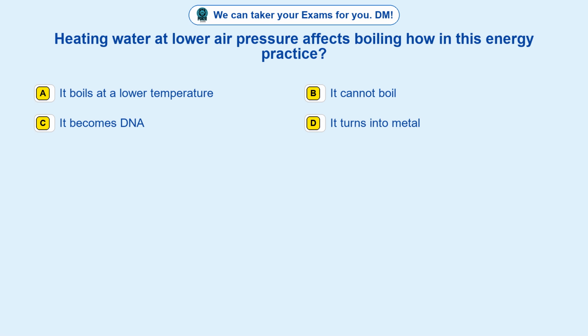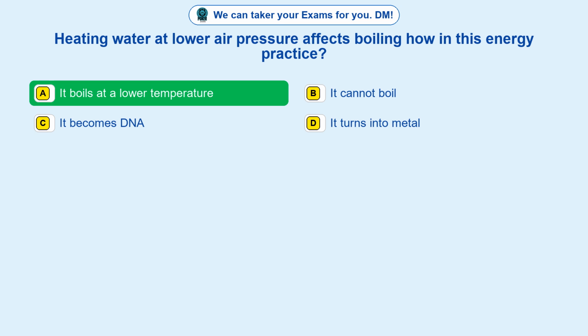Question 48. Heating water at lower air pressure affects boiling how in this energy practice? Option A. It boils at a lower temperature. Option B. It cannot boil. Option C. It becomes DNA. Option D. It turns into metal. The correct answer is option A.